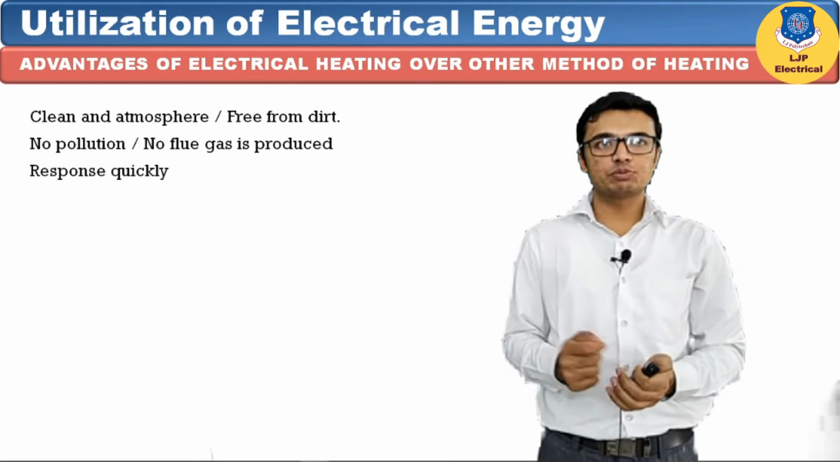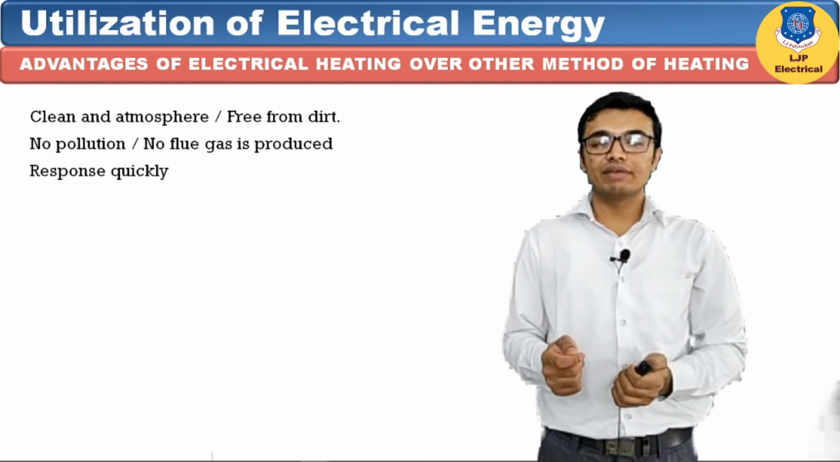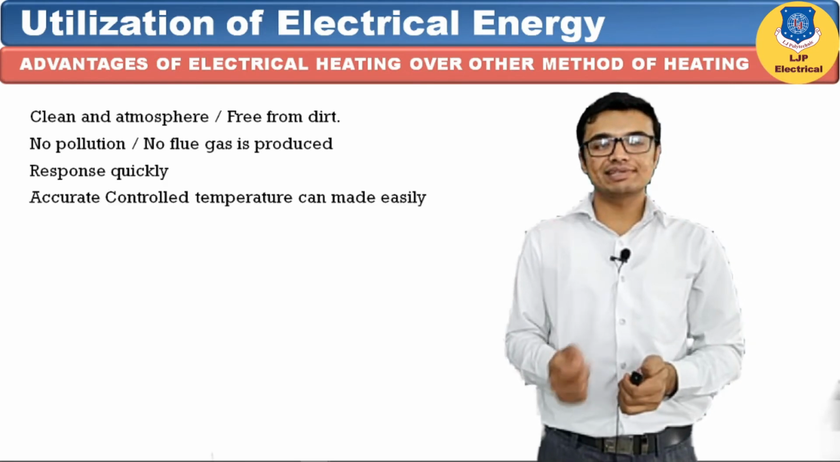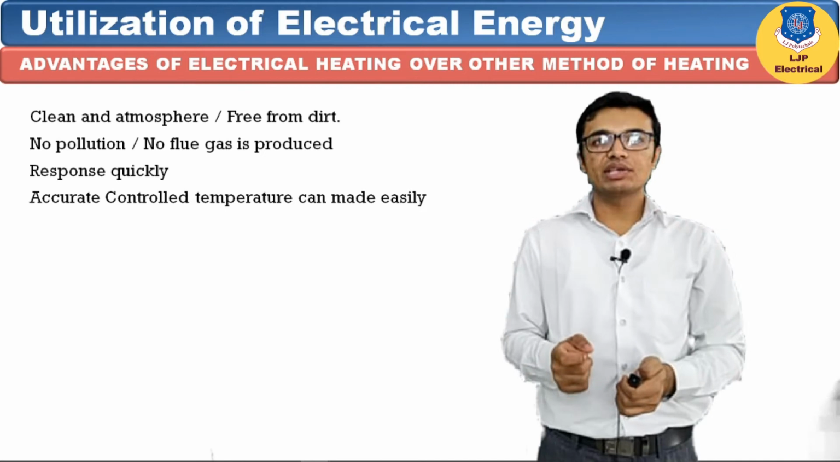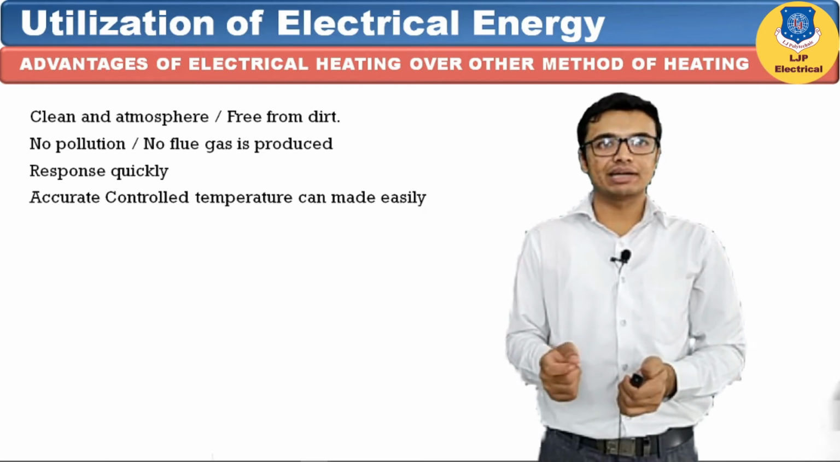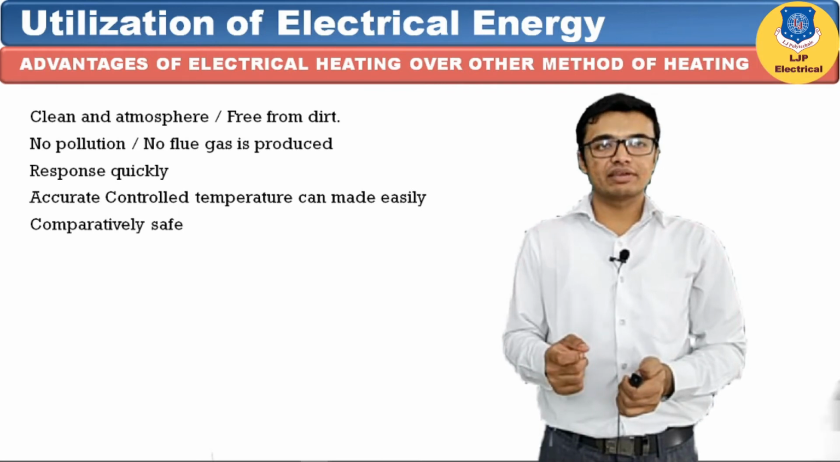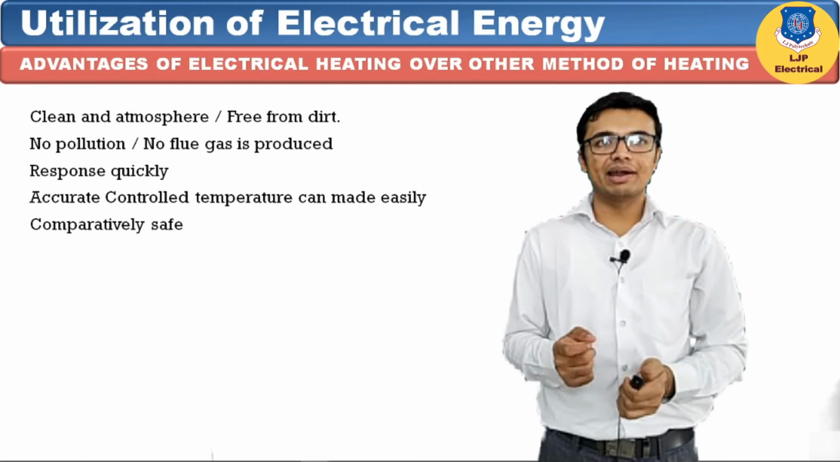Third, the response of electrical heating is very quick compared to other heating. It means using electrical heating we can quickly start any equipment as well as turn off the equipment. Next, accurate temperature control can be made easily because using various automatic regulators you can control the temperature of the heating element which you have connected for any given equipment. Next, it is comparatively safe, whereas other heating methods like coal and gas based heating remain unsafe.